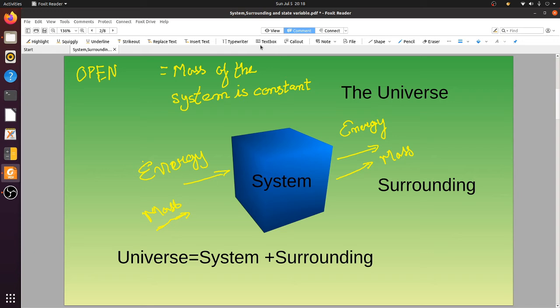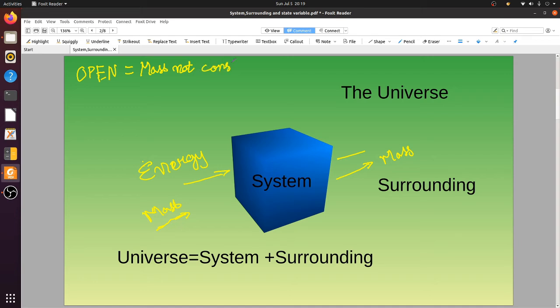So in an open system, the mass is not constant. As we can see, the mass is not constant. Right? So let's make a note of it. Mass not constant. Fine.